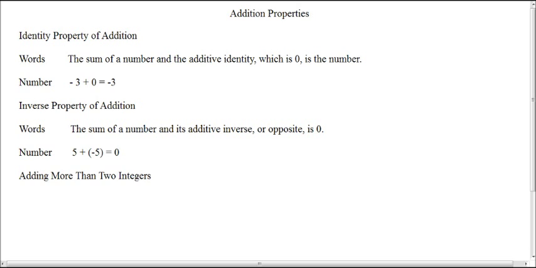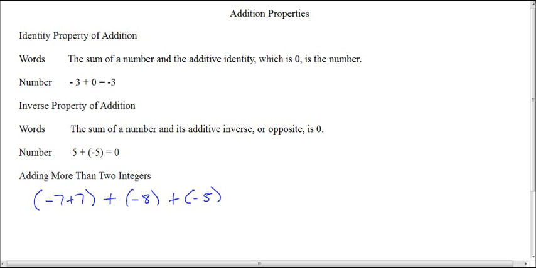Right now, let's see if we can use these properties by looking at an example, where we're adding 2 or more integers. Let's take a look at finding a sum, and we want to use the order of operations with this particular problem. So we'll have, in parentheses, negative 7 plus 7 plus a negative 8 plus a negative 5.